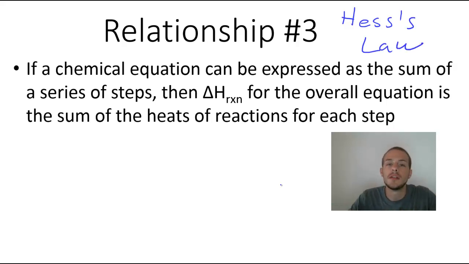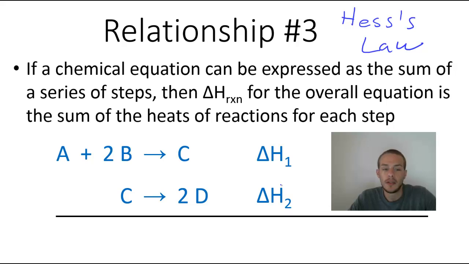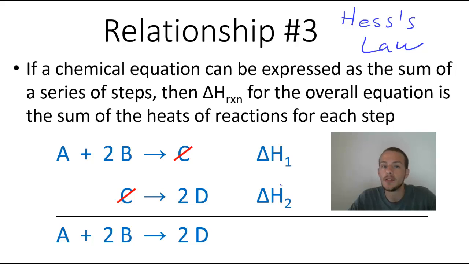So just to demonstrate this relationship, let's say we have A plus 2B yields C with a delta H value of delta H1, and then we have another chemical equation which is C yields 2D with a delta H value of delta H2. And so let's say we add these two equations together. Then those C's are going to cancel out because there's one on the right, one on the left, and the resulting equation would read A plus 2B yields 2D.